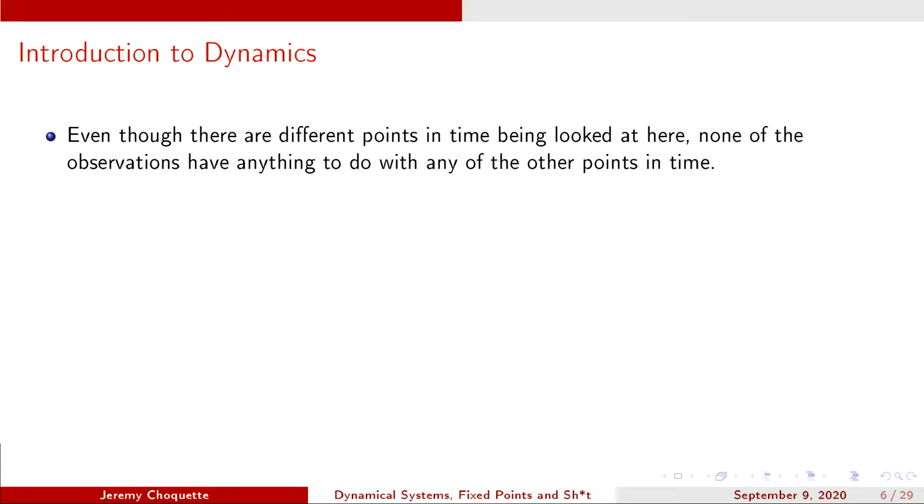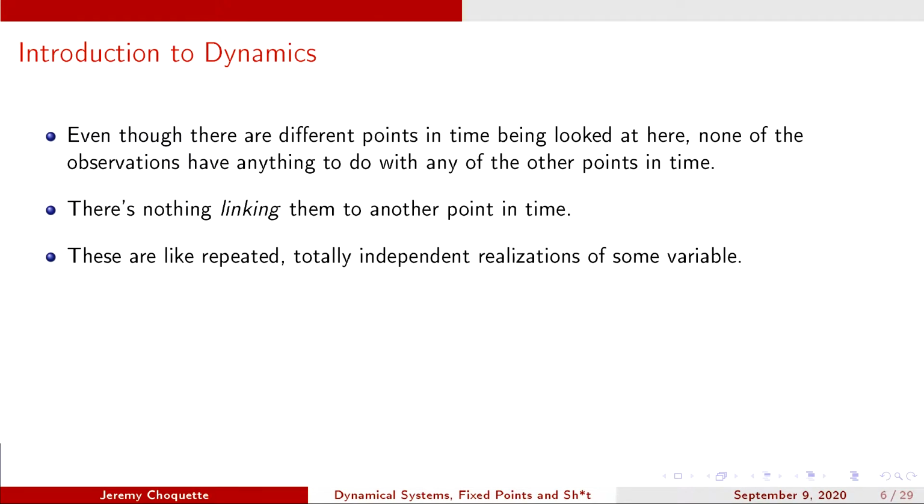So even though there are different points in time being looked at, none of these observations have anything to do with any of the other points in time. There's nothing linking them to a different point. So these are repeated, totally independent realizations of some variable. Now, when we're looking at time series, the actual data will be recorded as you just saw. So it'll technically be like static analysis, but these are, technically speaking, dependent on each other. And so we want dynamic stuff.